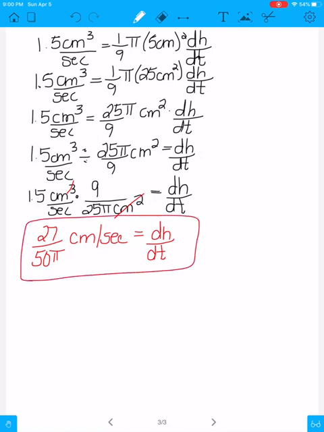All right, so those are my 2 volume type questions. If you have the volume of a cone, you're either going to have to get rid of the r or get rid of the h in the formula before you take the derivative, using the original r and h that don't change.